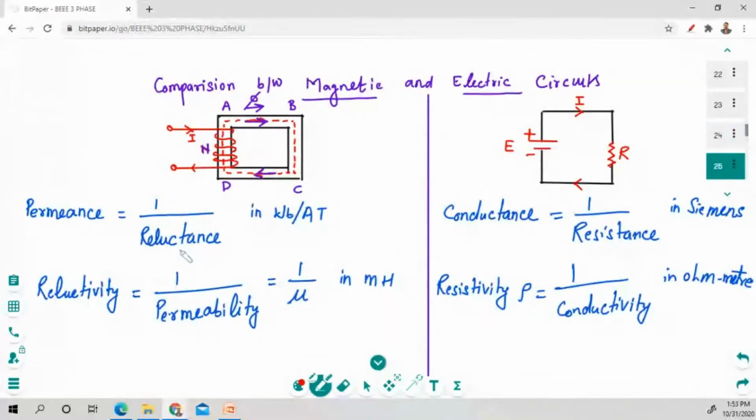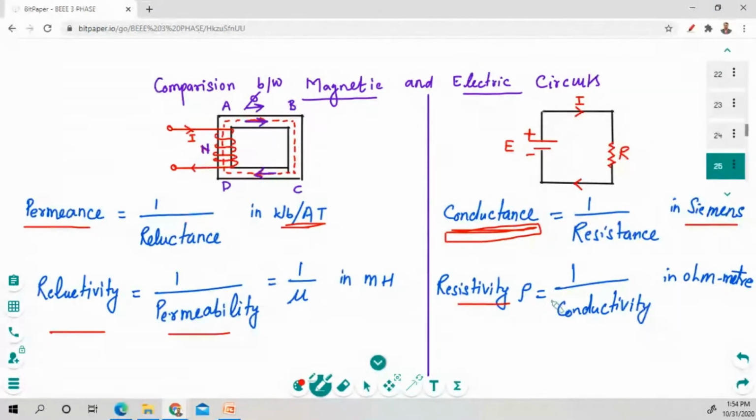Okay. Now, what is permeance? Permeance is related, or the analogy for this is conductance. It is similar to conductance. Okay. So we can find out this conductance is equal to 1 upon resistance, whereas this is 1 upon reluctance. Okay. So we can measure this in the form of Henry per ampere turns. Okay. And here we are using this unit as Siemens. Okay. Now reluctivity. Reluctivity is 1 upon permeability. We have discussed this in the last session.